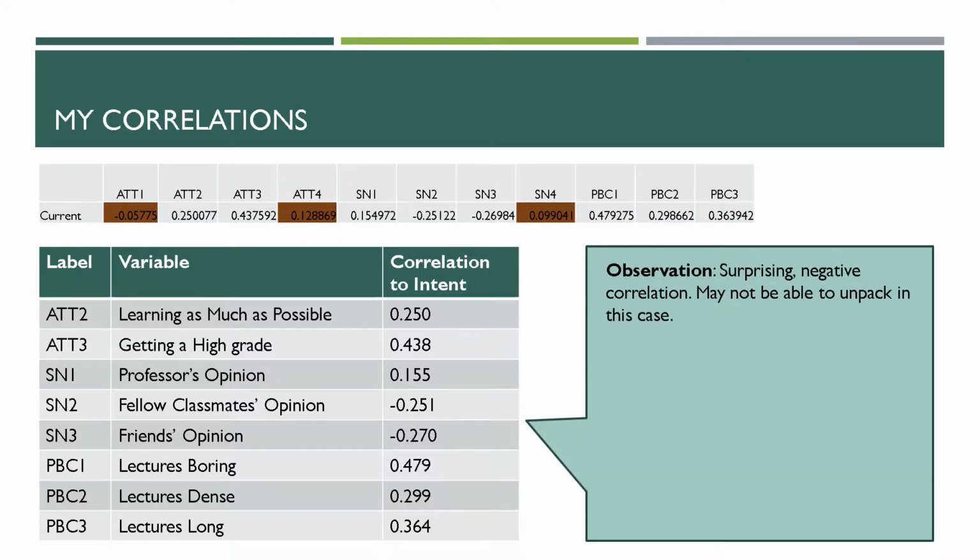Then we have these two, SN2 and SN3. That's a negative correlation. I don't even know what to say about that. So as the classmates feel you should be watching lectures, a person won't. As they say you shouldn't, they will. I just can't make sense of it. Some variables are anomalies, some variables are a mystery, a palaver, if you like. So the observation is a surprising negative correlation that we may not be able to unpack in this case. Sometimes what you say is there's a negative relationship, it's not clear why, it's unexpected, right? We can't do anything with it now, right? Perhaps we need to investigate this further, why this is, what's going on here. It may be some sort of an anomaly.